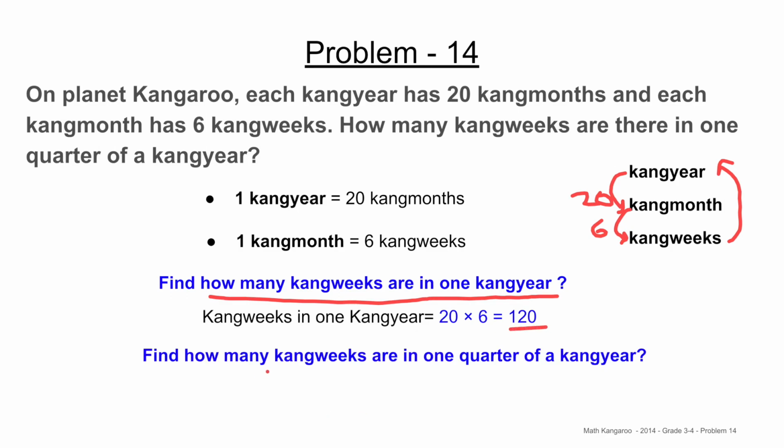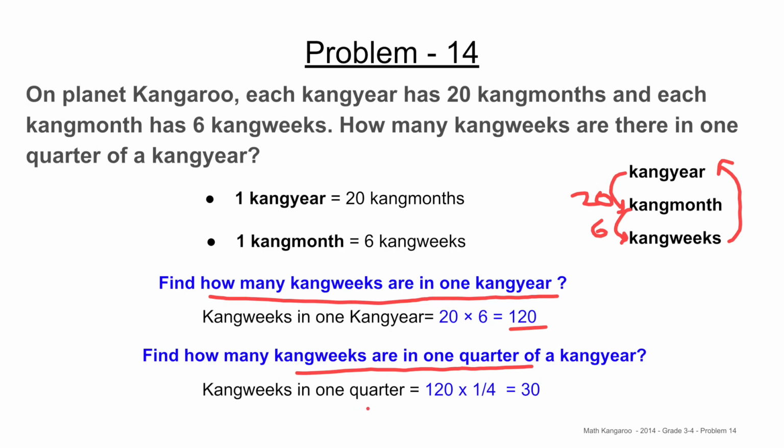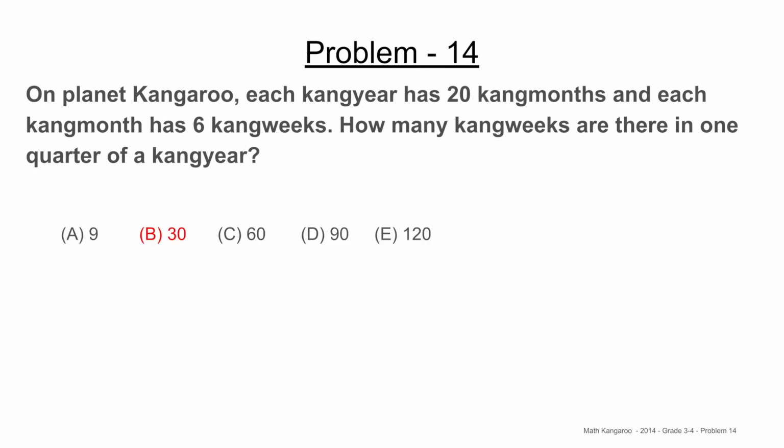Now we have to find out how many Kang weeks are in 1/4 of a Kang year. Since 1/4 is a fourth of something, we multiply. Kang weeks in 1/4 of a Kang year is 120 times 1/4, which gives us 30. So our answer: there are 30 Kang weeks in 1/4 of a Kang year. So the correct answer is option B, 30.